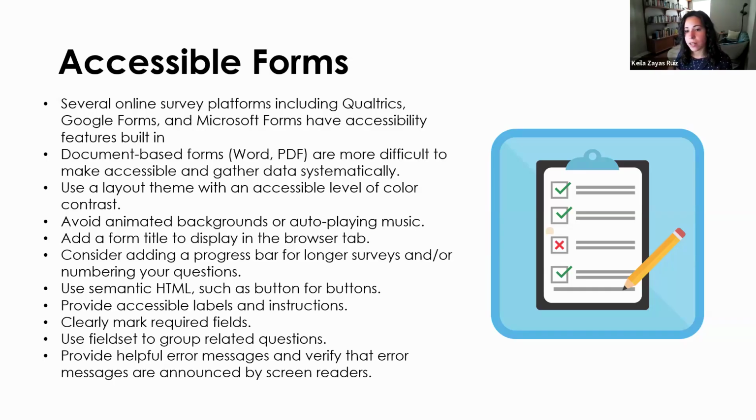And then if you are custom building your forms via HTML, there are also a few considerations to keep in mind for accessibility. So use semantic HTML, so using form buttons. Provide accessible labels and instructions on your HTML forms. You want to clearly mark your required fields and then use the fieldset to group related questions.